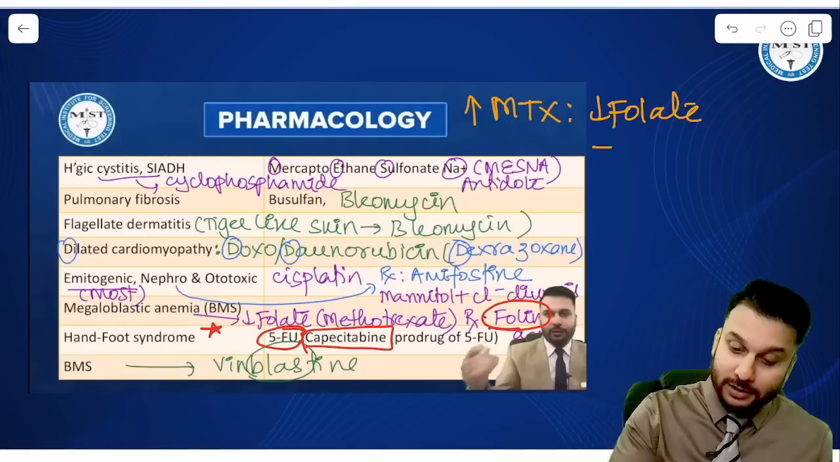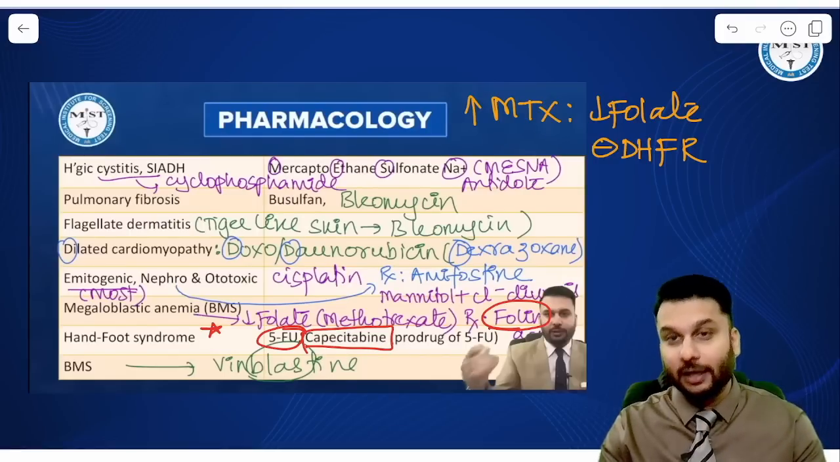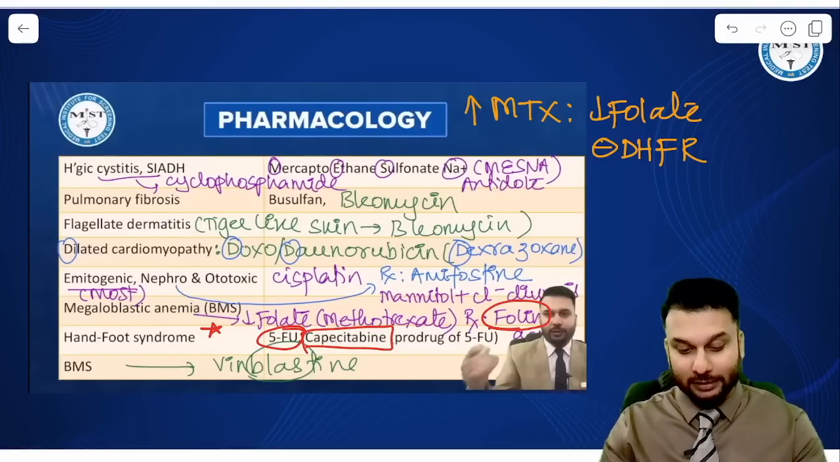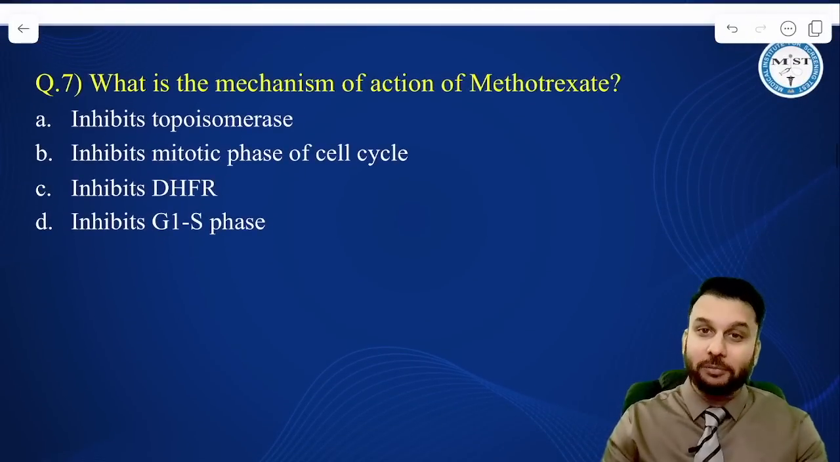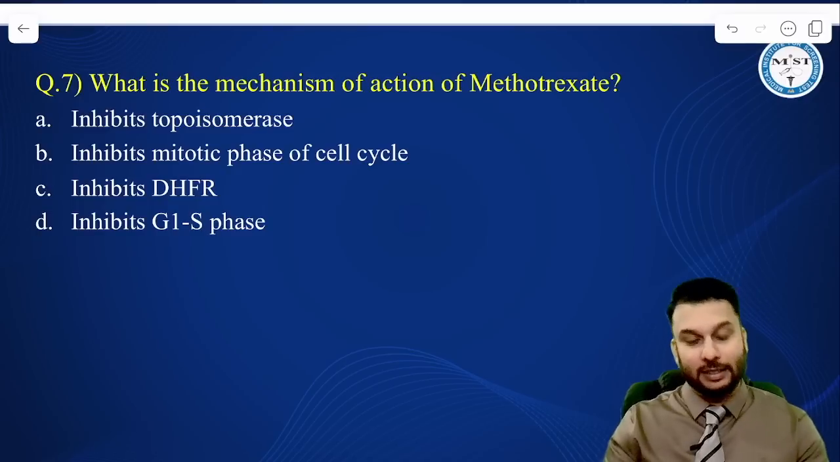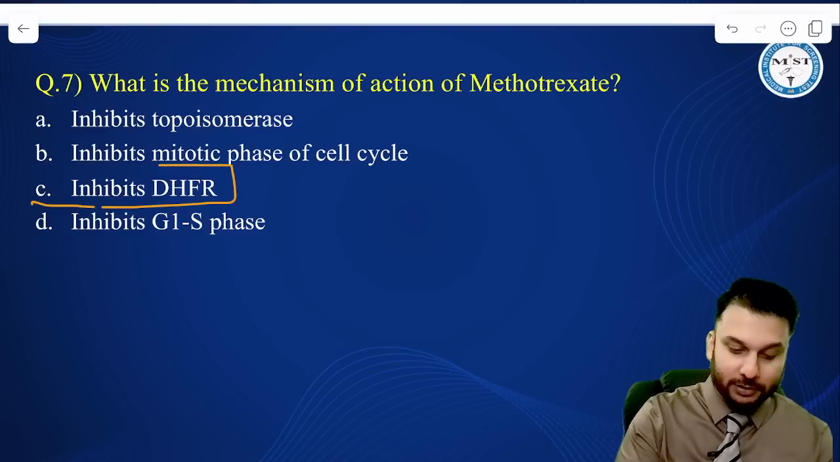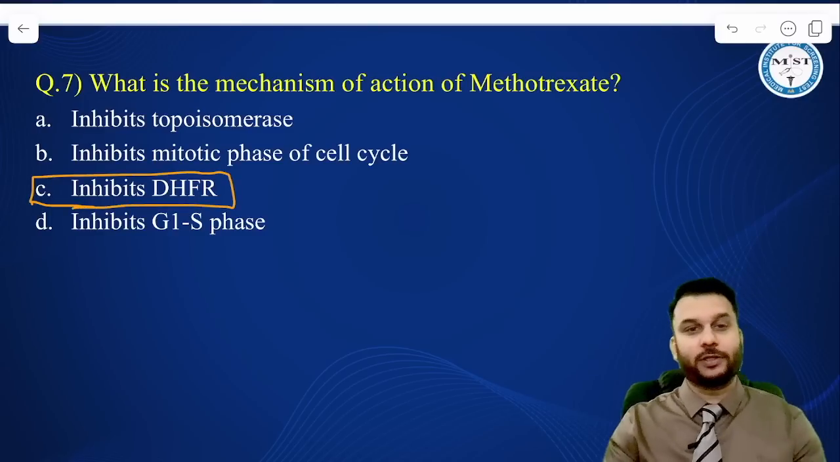It blocks one enzyme. I used to tell you this is the rate limiting enzyme of folate synthesis. It's called dihydrofolate reductase. That is your next MCQ that they ask from the anti-cancer drugs. What is the mechanism of action of the medicine called methotrexate? The answer is going to be, it inhibits dihydrofolate reductase. Okay, so straightforward question once again.